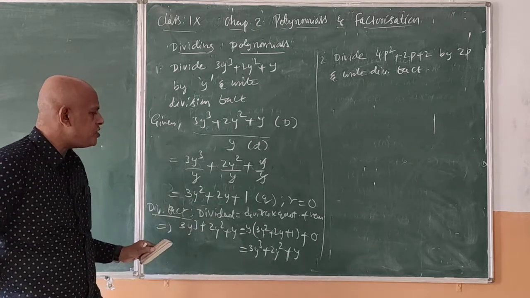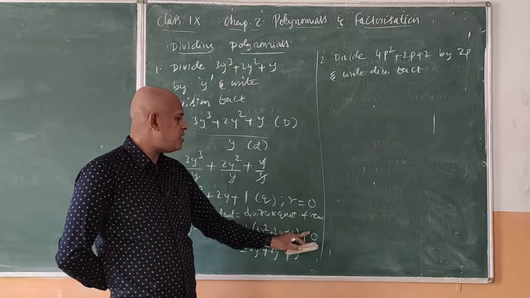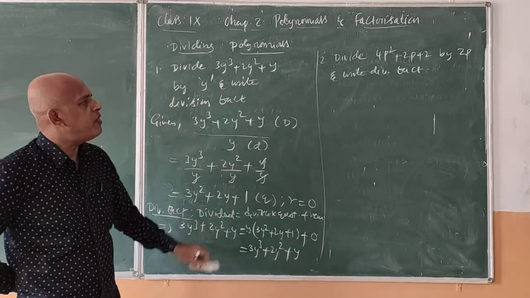What is division fact here? The division rule should be satisfied. LHS and RHS should be equal. Dividend is equal to divisor into quotient plus remainder. Then only we know the answer is correct. Let us go for one more problem here.